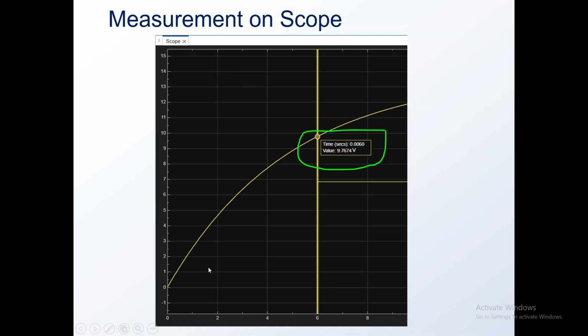How to measure the voltage on the scope or any point on the graph, you are well aware about that, so I am not explaining that here again. And we are observing that after 0.006 second you are getting the voltage 9.7674 volt. That is very near to our calculated results.